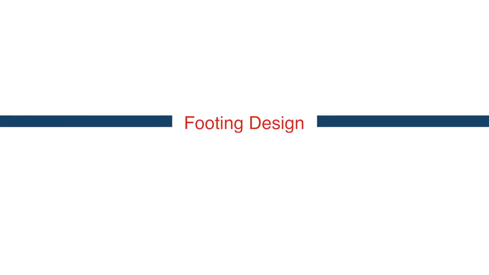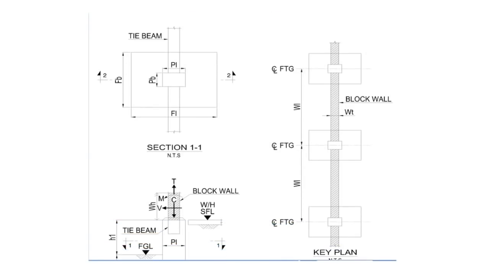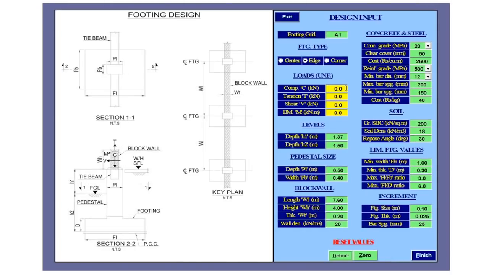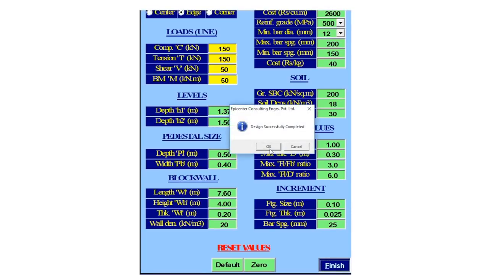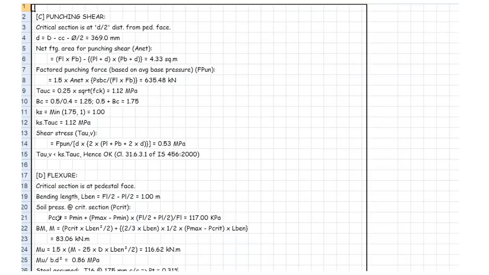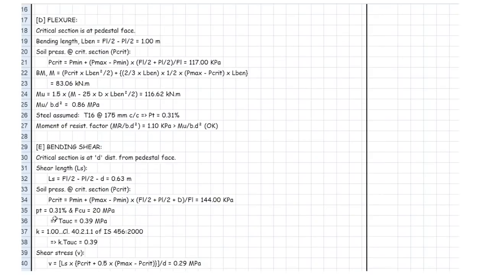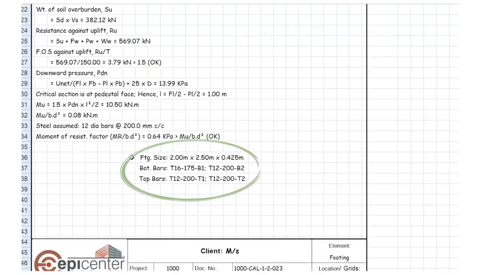Now, let's look at the footing design. This one is for isolated footing design. Once again, we use default input with reaction loads as compression 150, tension 150, shear 50, and bending moment 50. Step-by-step calculations are instantly produced for necessary checks for base pressure, punching shear, flexure, bending shear, and uplift. And here's the footing with its rebars.